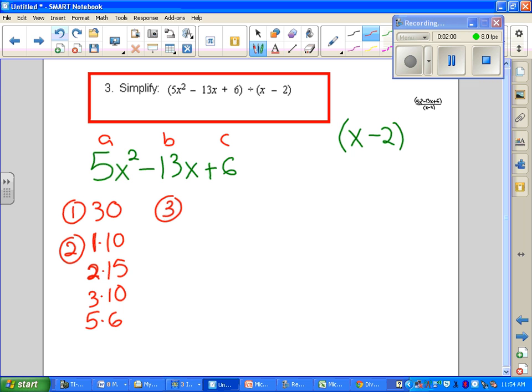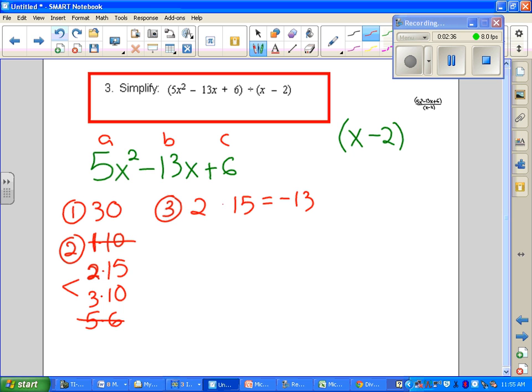So which ones will add up to 13? That one won't. Well, one of these two might. And 5 and 6 doesn't. But I want them to add up. So I'm going to try some here. I'm drawing a blank here. I'm going to try 2 and 15. I wonder what will happen. If it doesn't work, I'll try the other one. So somehow 2 and 15 will equal negative 13.